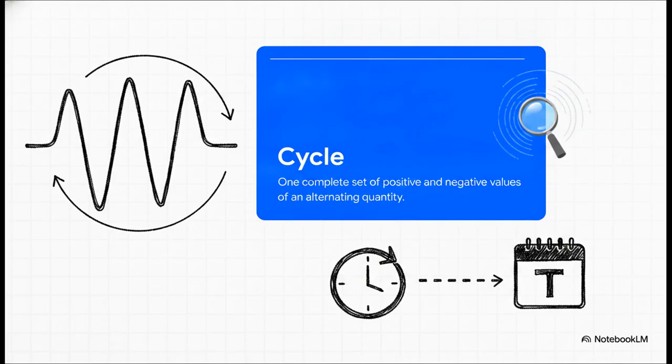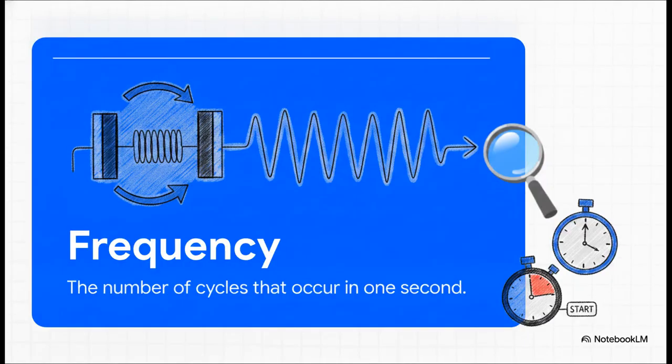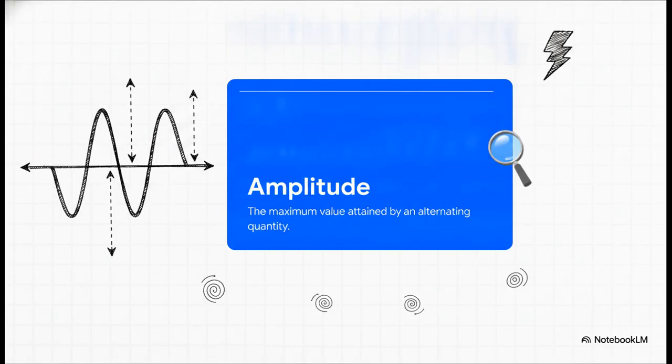Simple enough, right? The time it takes for the wave to finish just one of these cycles is called the time period. Building right on top of that concept, frequency is really just a measure of how many of these complete cycles happen in a single second. So if your generator is spinning 60 times per second, you've got a frequency of 60 hertz. And finally, the absolute highest point that the wave reaches, whether that's the positive peak way up top or the negative peak down at the bottom, is called the amplitude, or the maximum peak value.